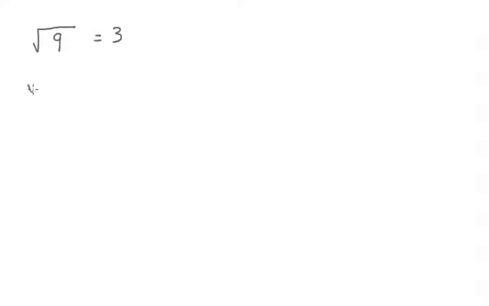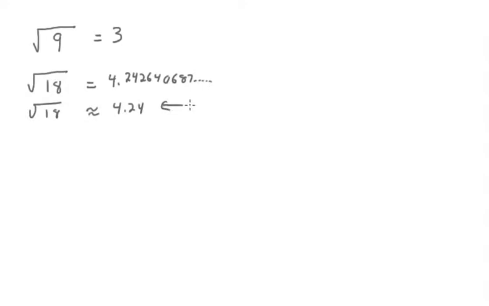Now what if we get a number like the square root of 18? If you punch that into your calculator and hit the square root button, you're going to get 4.242640687, and the number continues to go on forever. So at this point you're like, oh man, I'm not writing all that down. And you say the square root of 18 is approximately equal to 4.24. Now, we rounded, so this is an approximation of what the square root of 18 is.